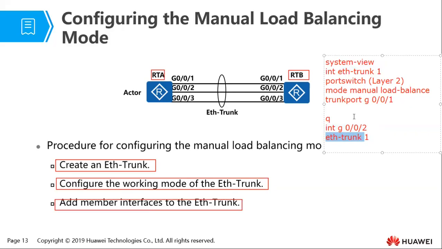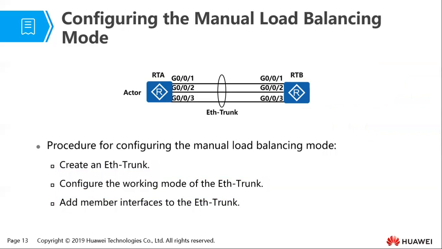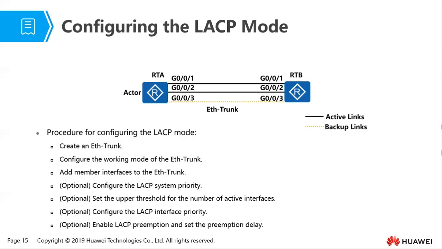So generally, these are the commands that you use in configuring manual load balancing. So let's look at how to do it when it comes to LACP mode. We want to see how to do the configuration in LACP mode. So we want to enable an Ethernet trunk between RTA and RTB.